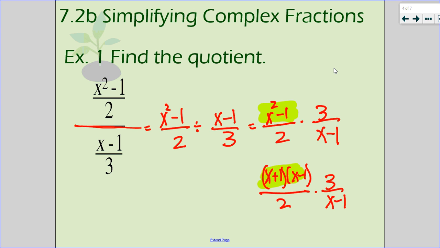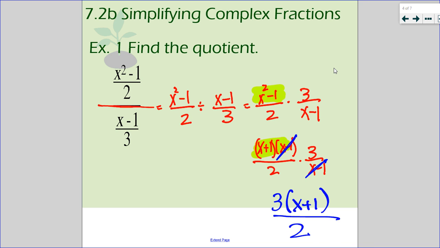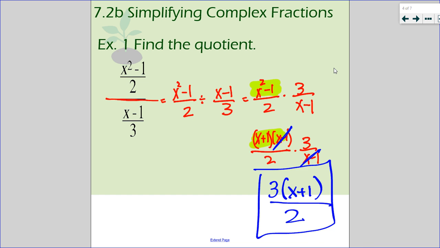All right, does anything cancel? Yeah. So what we get in our final answer is 3 times x plus 1 over 2. 3 halves doesn't reduce at all, so we're kind of stuck with 3 halves. So 3 times x plus 1 over 2.